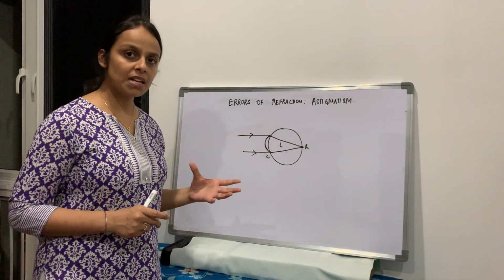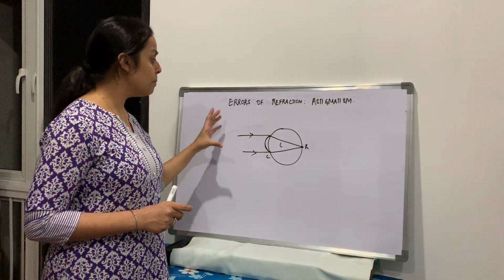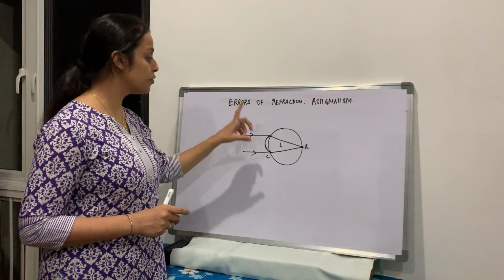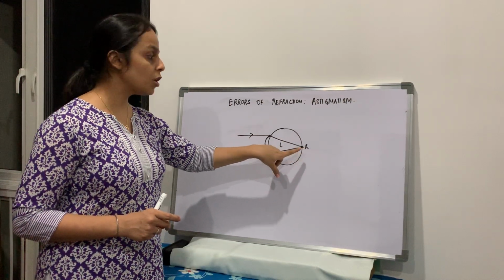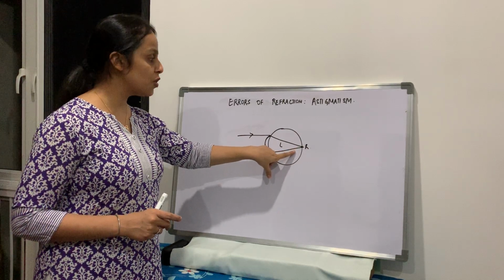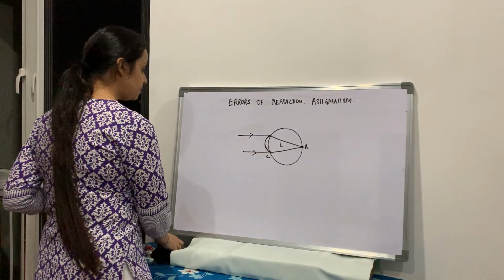So what is astigmatism basically? Astigmatism is an error of refraction wherein parallel rays of light get refracted by the cornea and the lens and they will not form a point focus, or a punctate focus, in the retina. Instead of that, they are going to form some focal lines. Okay. So why does this happen?